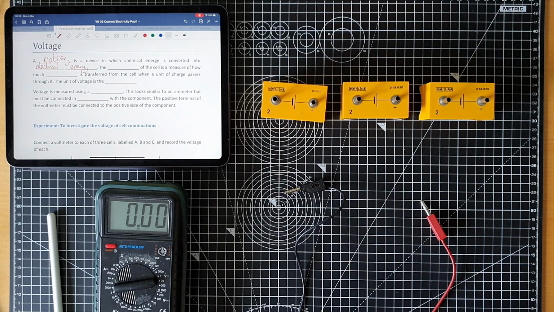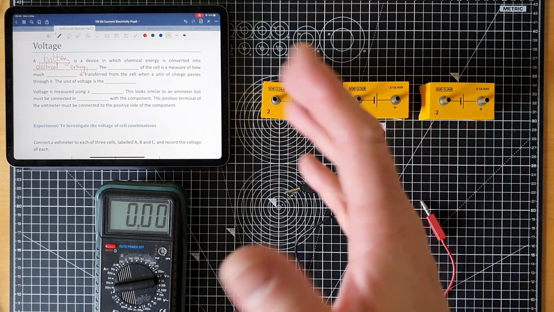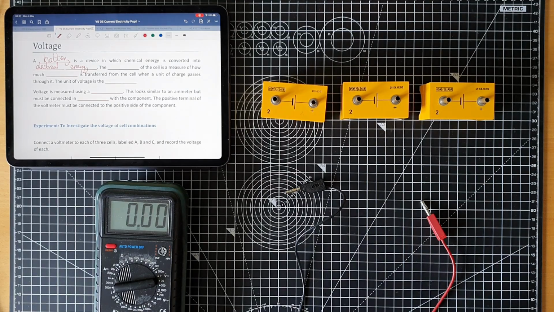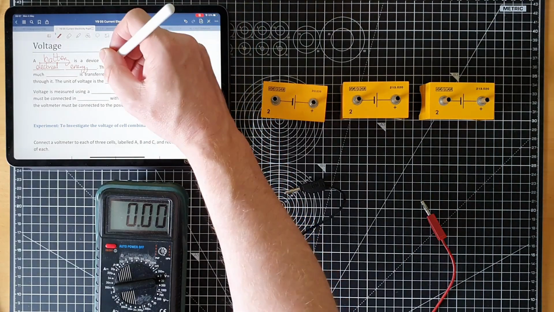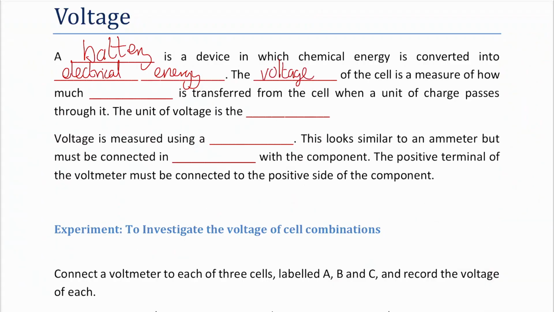So an AA battery or a D cell like this one, they'll be 1.5 volts. Sort of rectangular ones that go in smoke alarms, they'll be 9 volts. A car battery might be 12 volts. And so the bigger the voltage, the more push really there is to the electrons. So the voltage of the cell is a measure of how much energy is transferred from the cell when a unit of charge passes through it.